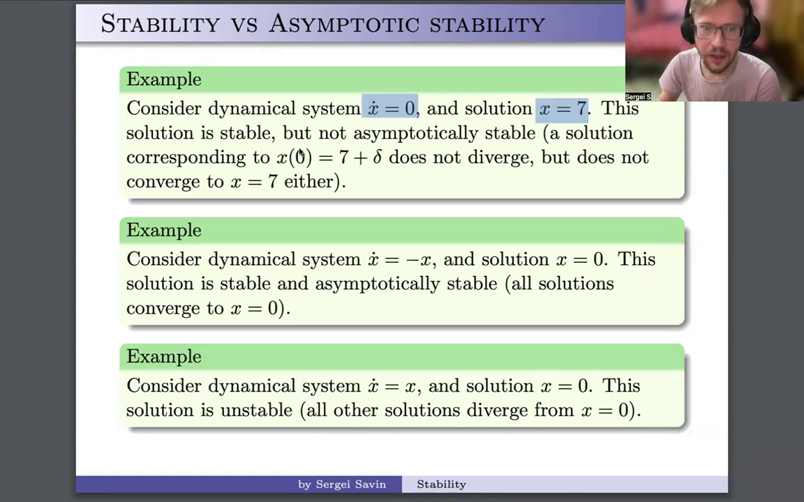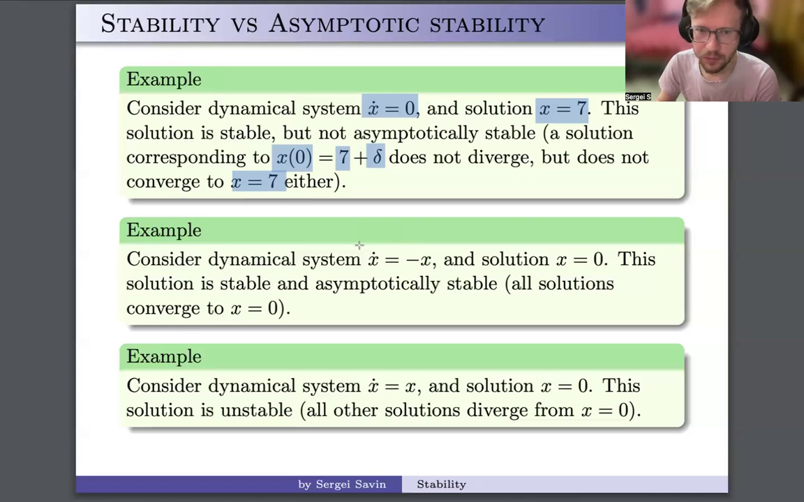The solution is stable, but not asymptotically stable. How do I know? Well, let's say the initial condition is equal to 7 plus delta. Any solution forward in time would also be equal to 7 plus delta, because solutions for this equation do not change, right? X dot is equal to 0. So what you start with, you stay on. So they don't diverge, but they don't converge to x equal to 7 either. So x equals 7 is a node, but it is not an asymptotically stable node. It is just stable, right?